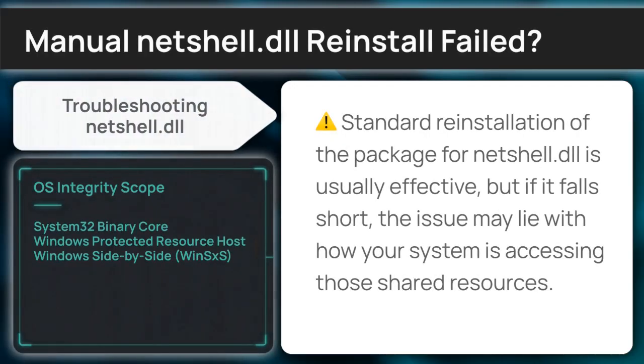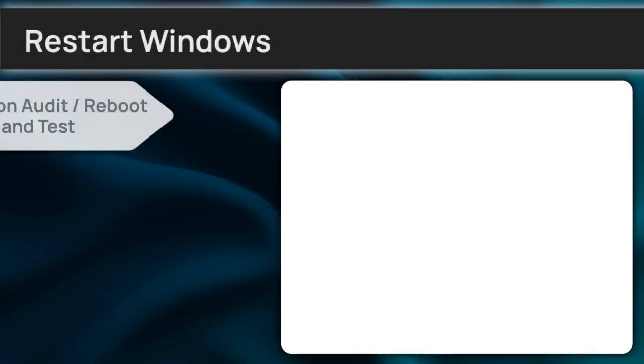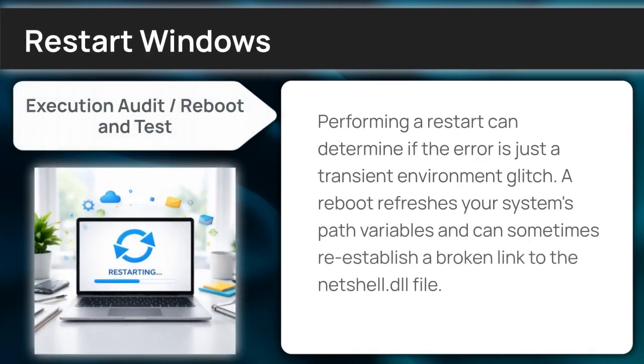If the application still won't initialize, we need to shift our focus to how the Windows loader is interacting with the library. Performing a restart can determine if the error is just a transient environment glitch. A reboot refreshes your system's path variables and can sometimes reestablish a broken link to the network connections shell file.